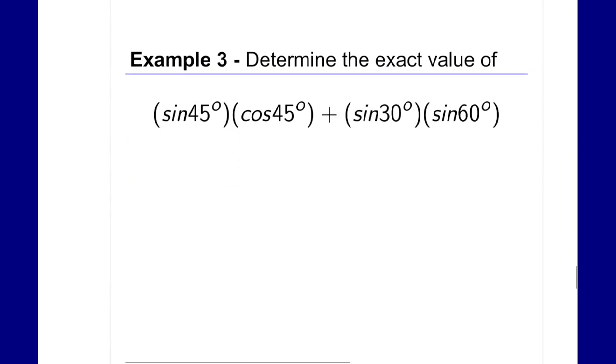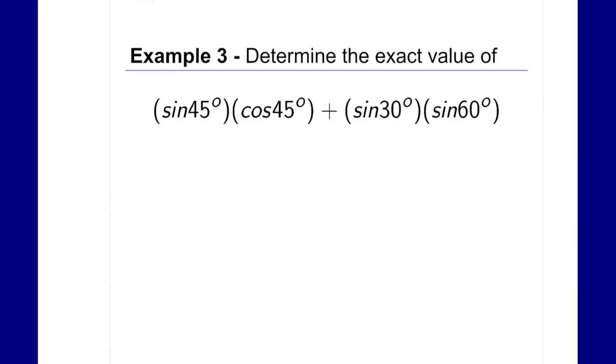We can also use the special triangles, or those specific values, to help us do some calculations if we're trying to add specific sines or cosines. So sine 45 times cosine 45 plus sine 30 times sine 60. We need to know what these exact values are. Sine of 45 is 1 over root 2. We're going to multiply that by cosine of 45, which is also 1 over root 2. We're then going to add sine of 30, which is 1 over 2.